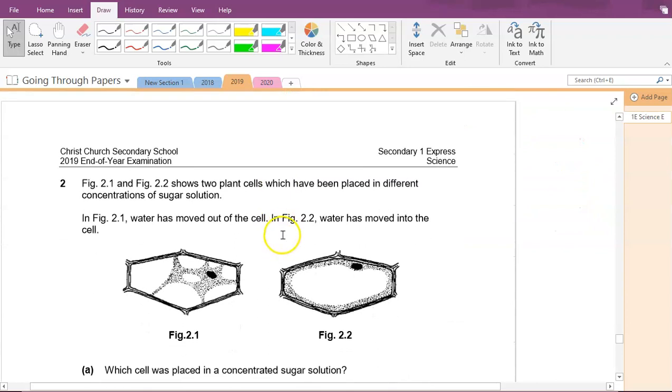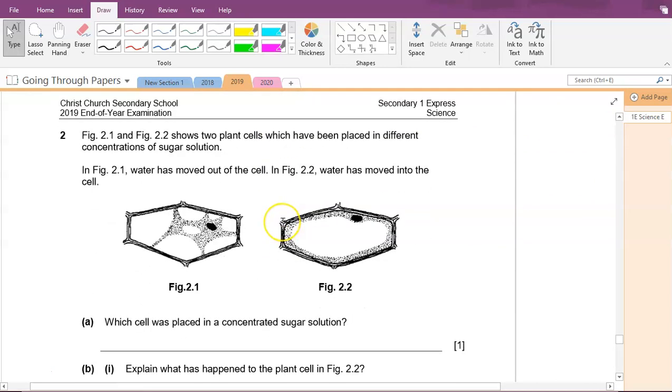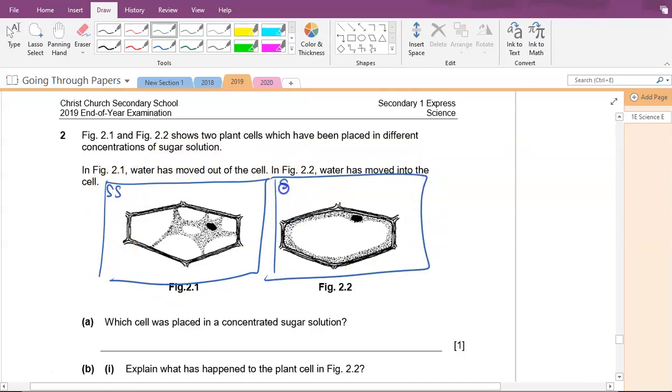Next, question 2. Figure 2.1 and 2.2 shows two plant cells which are placed in different concentrations of sugar solution. So think of it, they are placed in a sugar solution. Okay, they say figure 2.1, water has moved out of the cell, so water moved out. Figure 2.2, water has moved into the cell.